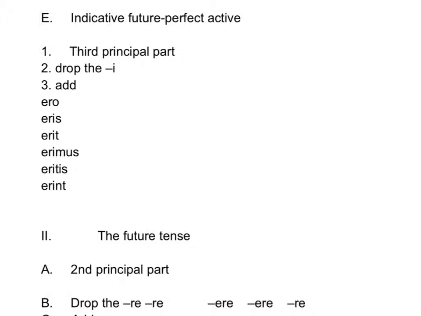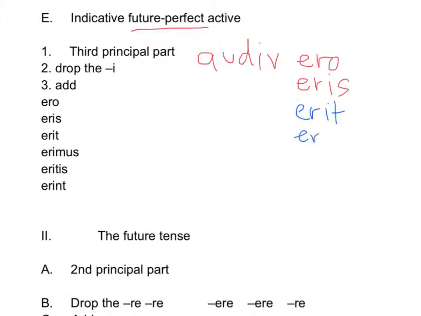Same process for the indicative future perfect, active. Take the third principal part, drop the I, and then you just add ero, eris, erit, erimus, eritis, erint. I'm just making my point right there. And then the future perfect is translated strangely. It's not a common tense, but you translate it as I will have heard, you will have heard.